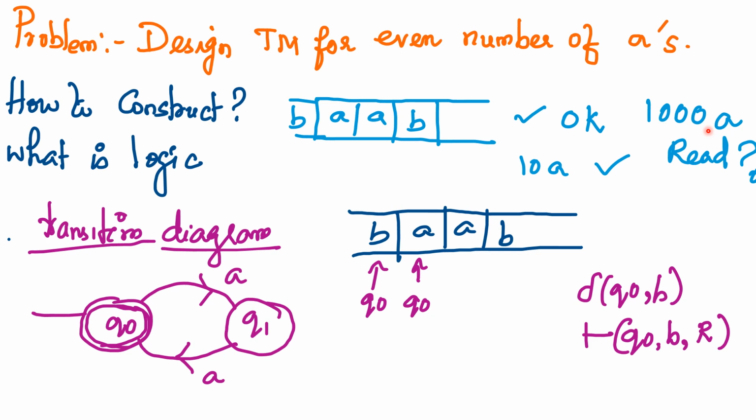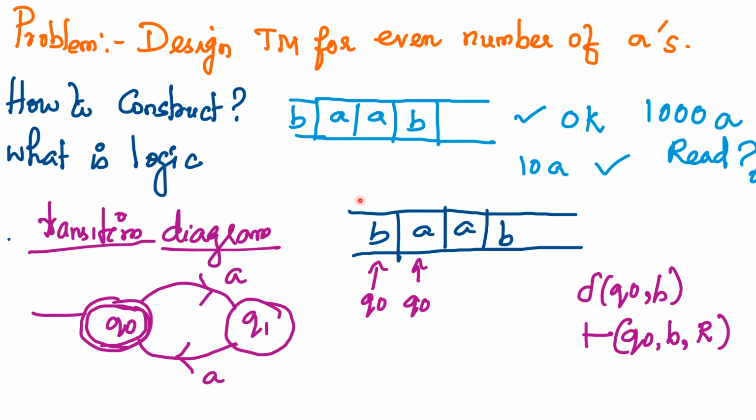So everything, up to any number of, any even number of A's, the machine will accept. So like that we have to think it and design that machine. Okay, so here you see the same thing I am going to manipulate using the Turing machine.